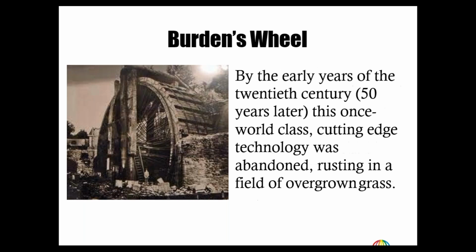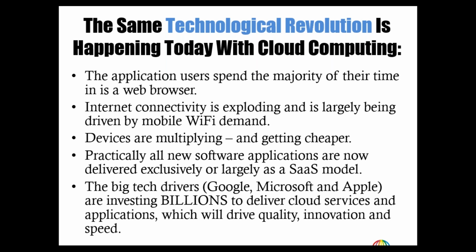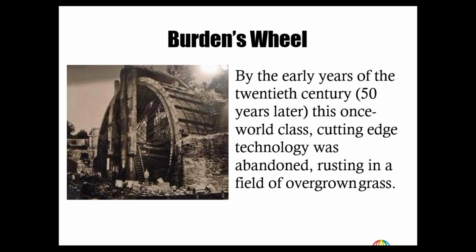This invention made Burden a very powerful and wealthy man, but of course, that was over 100 years ago, and things change. The invention of electricity as a utility was a game changer. Companies no longer had to produce their own power. It very quickly became a competitive necessity to tap into the cheaper electrical grid rather than try to produce your own power. So by the early years of the 20th century, this once world-class cutting-edge technology was abandoned, rusting in a field of overgrown grass. If you Google it, you'll see pictures of it rusting there in the field.